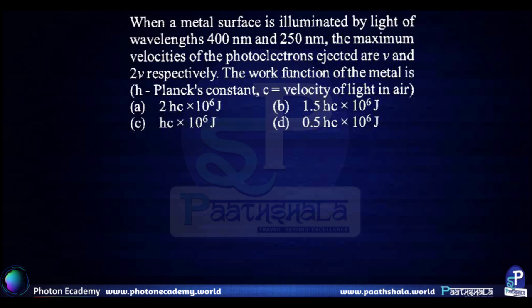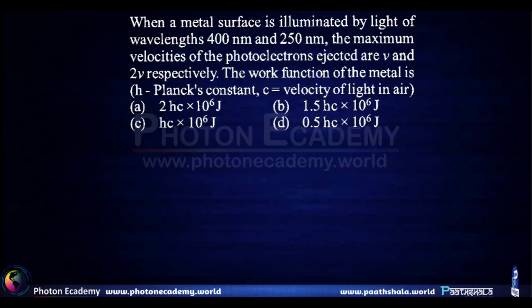When a metal surface is illuminated by light of wavelengths 400 nanometers and 250 nanometers, the maximum velocities of the ejected photoelectrons are V and 2V respectively. The work function of the metal is to be determined in terms of Planck's constant and velocity of light in air. What is the energy of a photon?